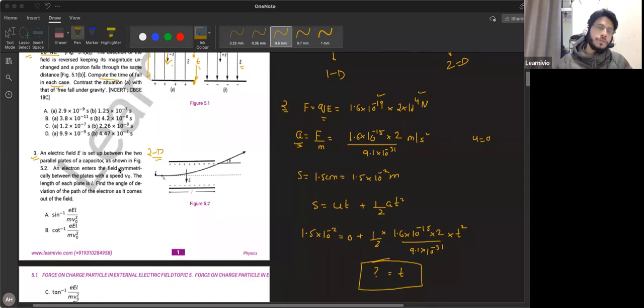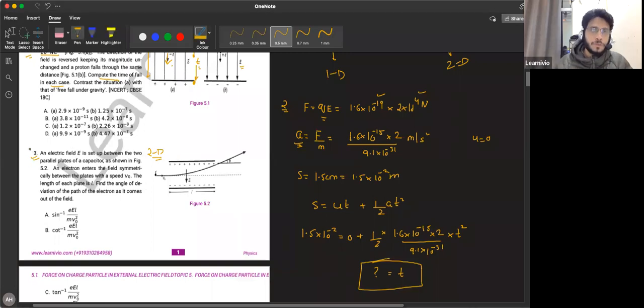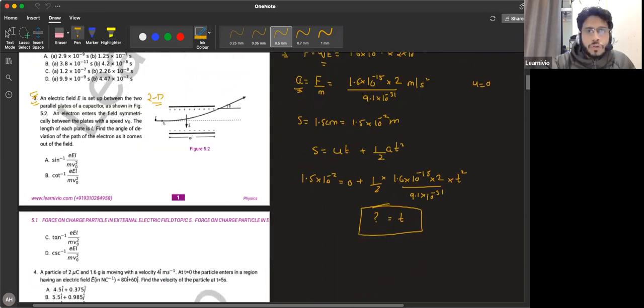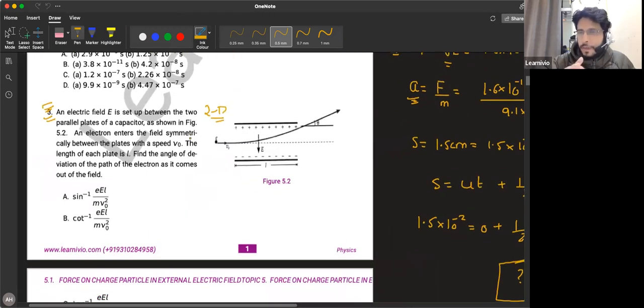So, question number 3. Again, read this question. This is the rough sketch, and I'm just changing the question. Don't calculate the angle of deviation. Find the deviation of path, meaning you have to calculate this y.